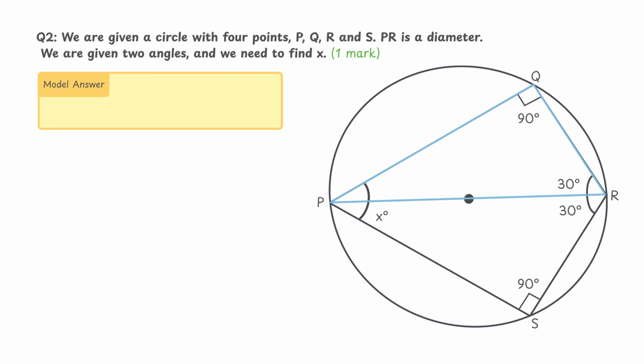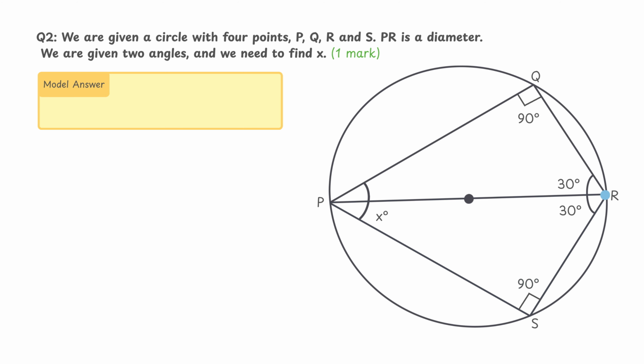Now look at triangle PQR. The angle at Q lies opposite the diameter PR. So we can say that angle PQR is 90 degrees. Next, look at triangle PSR. Again, the angle at S lies opposite the same diameter PR. So angle PSR is also 90 degrees.